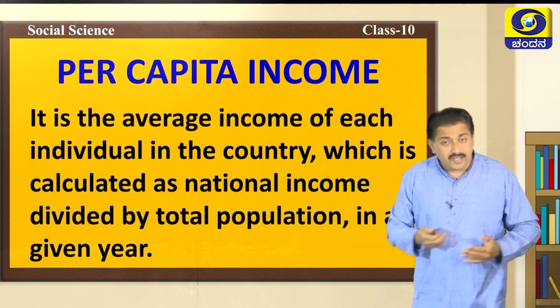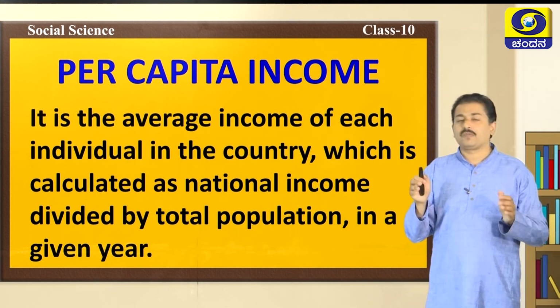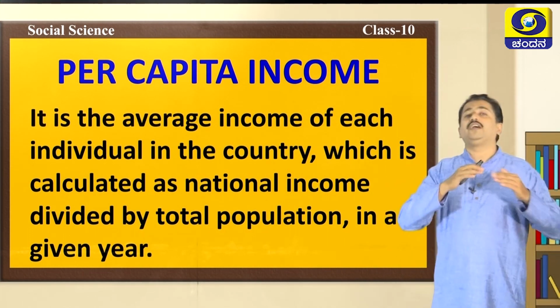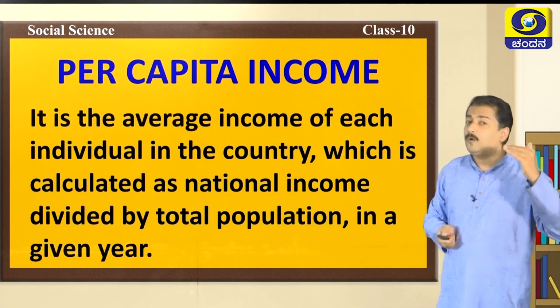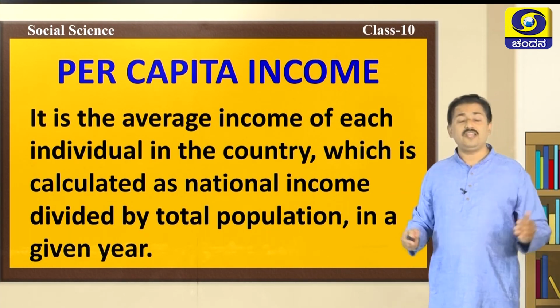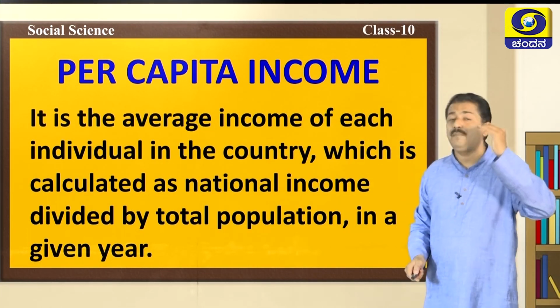What is per capita income, dear students? Per capita income is the average income of each individual in the country, which is calculated as national income divided by total population of that country in a given year. This is called per capita income. The total production of the nation in one year is divided by the total population of that country. Then you will get the average income of an individual, which is called per capita income.